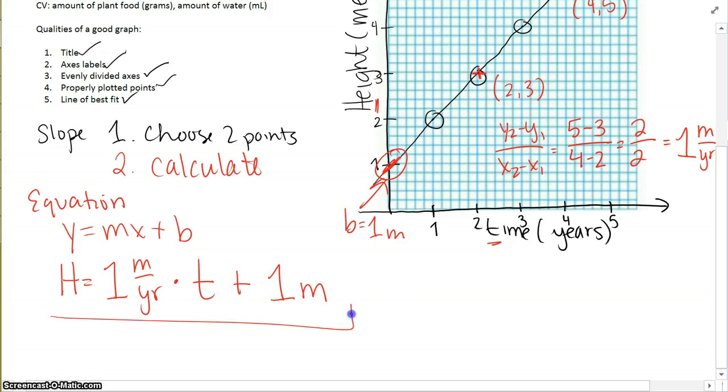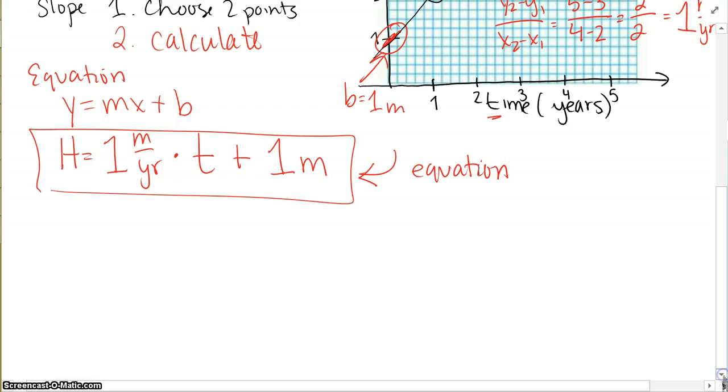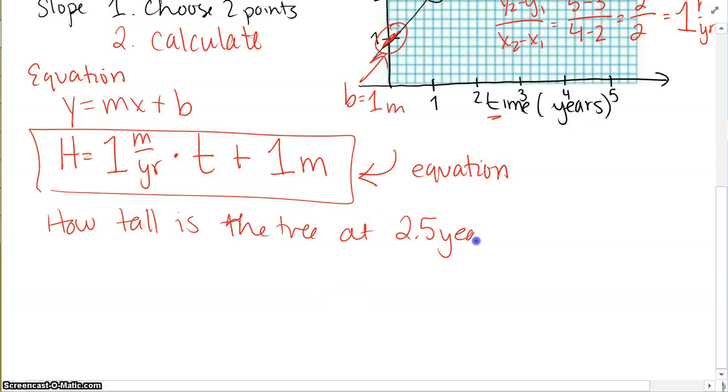Okay, so when you are doing graphing like this, this is the method you need to follow each time. The goal is to get this equation. If you're interested in doing some problem solving, I'm going to talk about that for just a second. It would be something like this. Let's say I have this equation now, and I want to know how tall is the tree at 2.5 years. So my time, t, is 2.5 years.